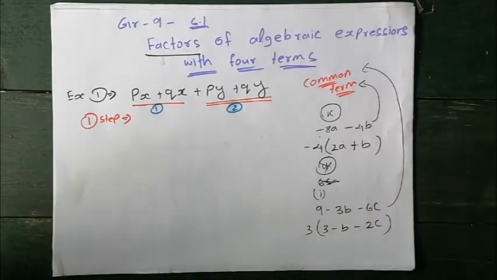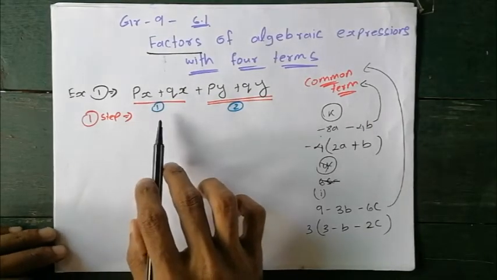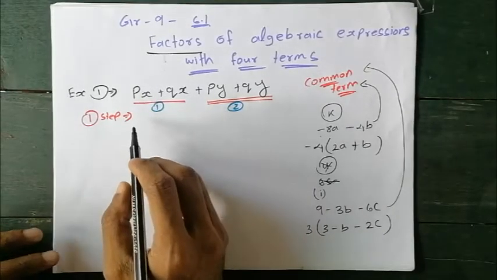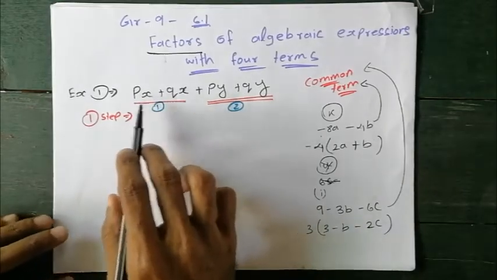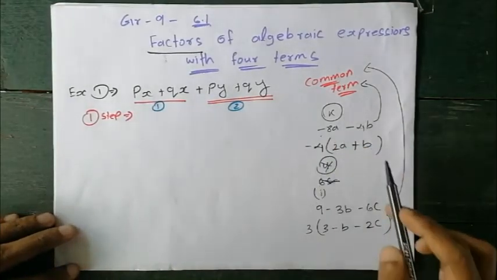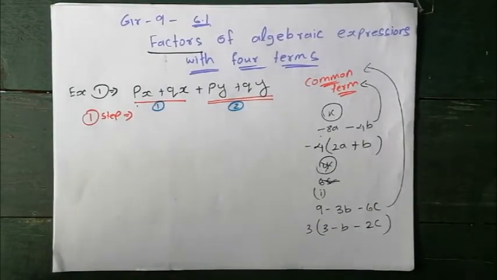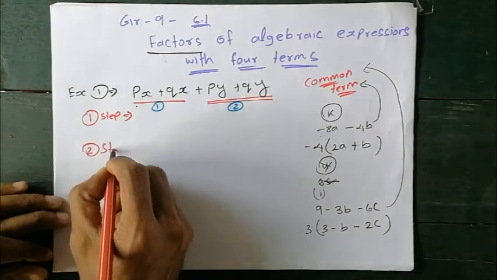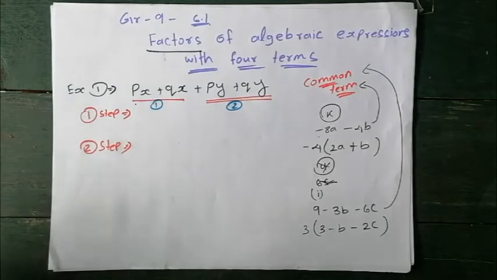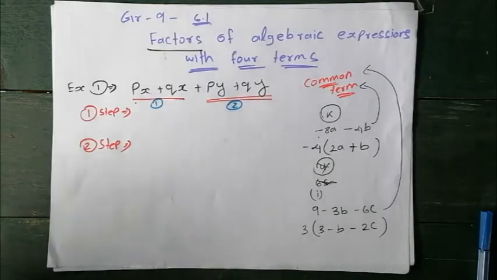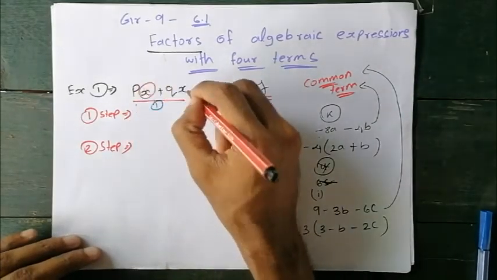After the first step, once you have paired the given 4 terms, we think of these 2 terms, px and qx, like the previous ones. In the second step, we do the mathematical steps we studied in the review exercise. So from px and qx, what is the common term we have? If you check, x is the common term.